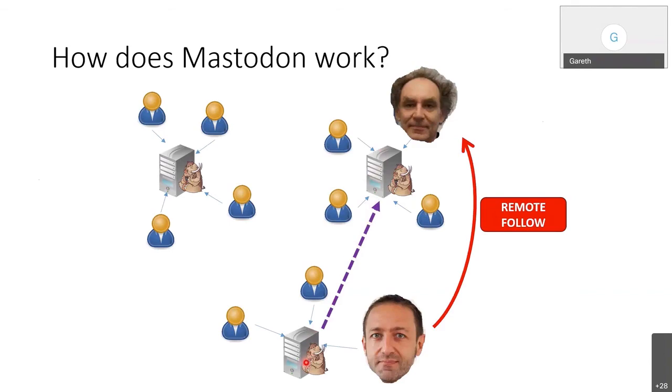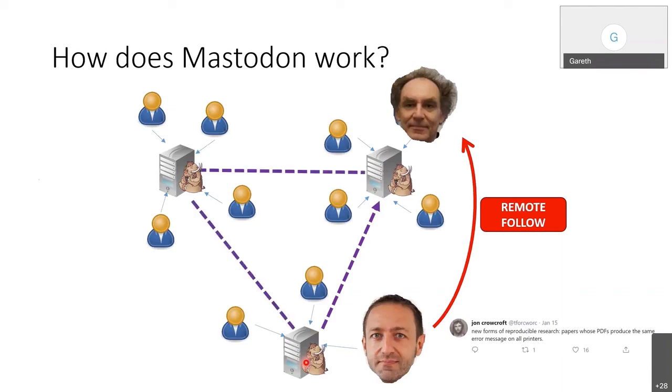Now, Mastodon's been going for a couple of years now. You can imagine what has happened is whenever one of these remote users publishes a post, the server pulls it across and locally represents it to any local users. And this means that all of these servers are actually meshed together. This is why we sometimes call this the Fediverse, simply because these servers are federating together.